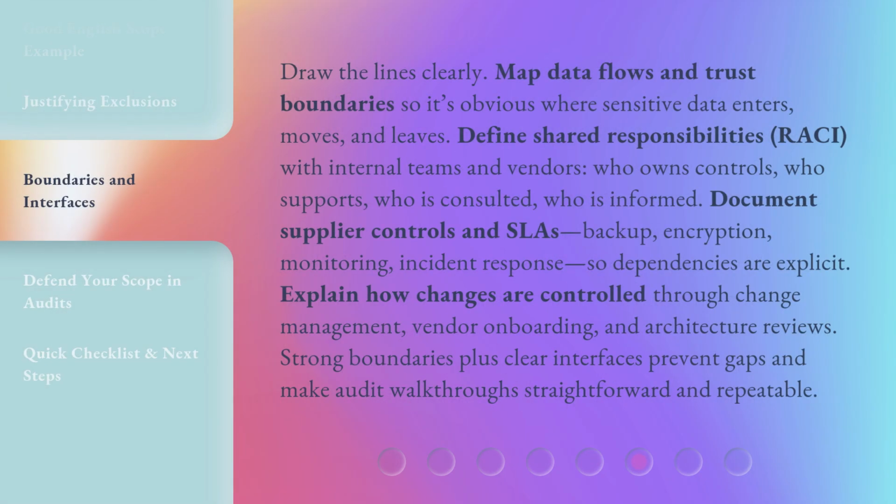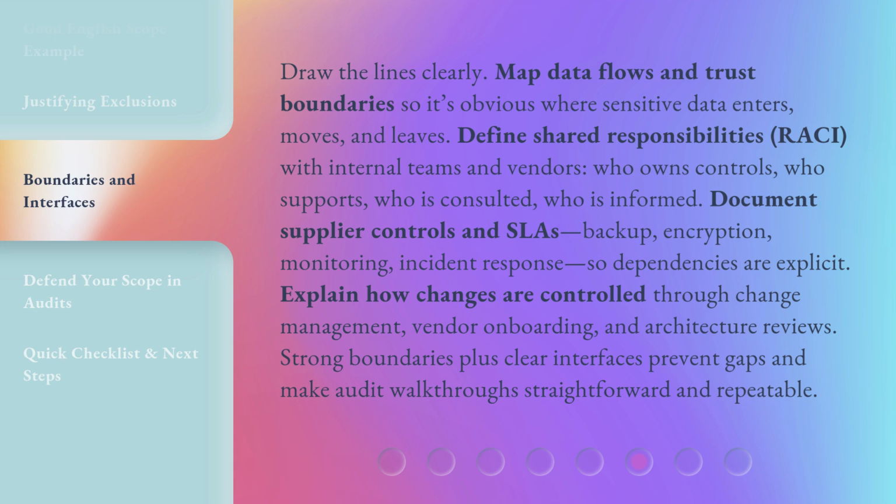Draw the lines clearly. Map data flows and trust boundaries so it's obvious where sensitive data enters, moves, and leaves. Define shared responsibilities, RACI, with internal teams and vendors: who owns controls, who supports, who is consulted, who is informed.